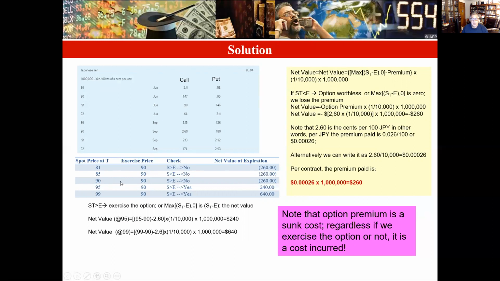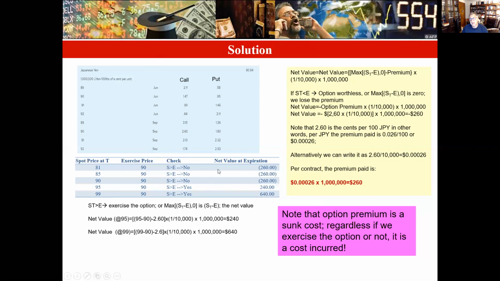But at 95 we are going to clear again $500, but this time since the premium is larger, the net amount that we get is $240. So the net value of the contract for the September is $240. And again, for 99, we're going to clear $900, but the $260 contract premium that we paid will bring our net value to $640. So very similar calculations, just as an exercise. I think it will be good just to repeat the same thing. So let's move on to the next question.